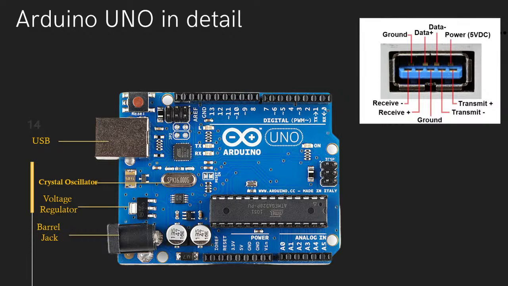Oscillation means it's a periodic motion between two points. And what is the need of an oscillator in Arduino? Here we use a crystal oscillator, which oscillates around 16 million times per second. That is, the quartz crystal will oscillate 16 million times.